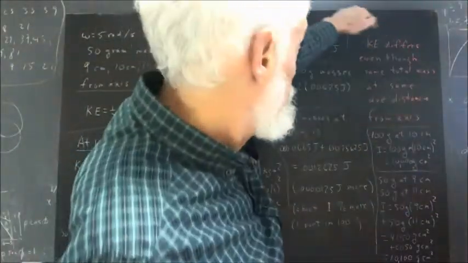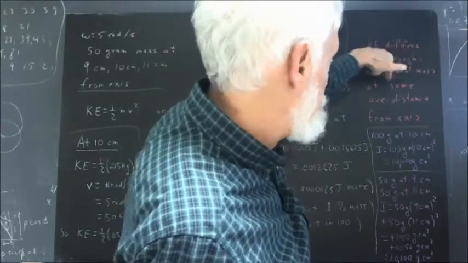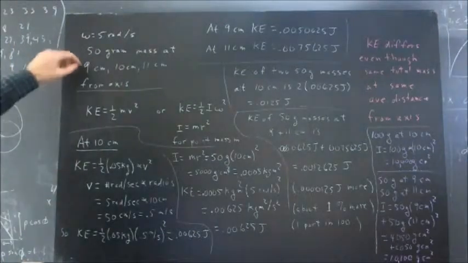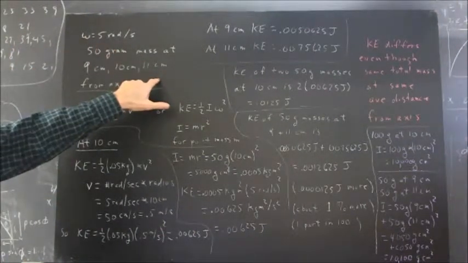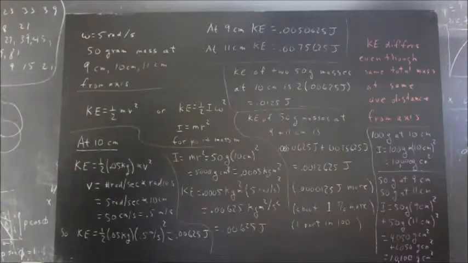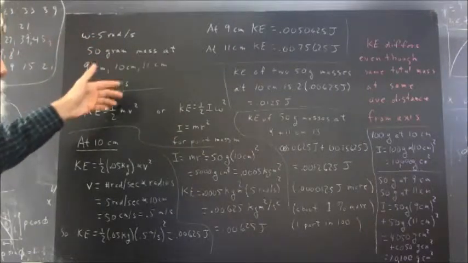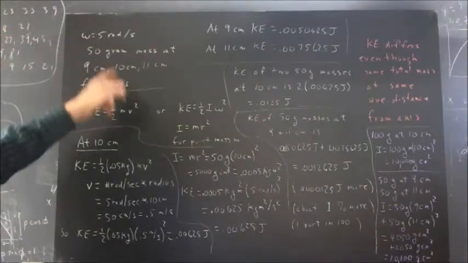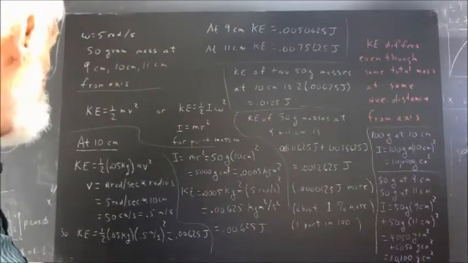We draw the conclusion that the kinetic energy differs even though you have the same total mass at the same average distance from the axis. In other words, 50 grams at 9 centimeters and 50 grams at 11 centimeters is 100 grams at what average distance? 10 centimeters. Two 50-gram masses at 10 centimeters is, again, 100 grams at an average distance of 10 centimeters, since the distances are both the same.